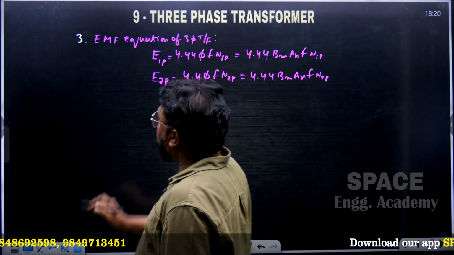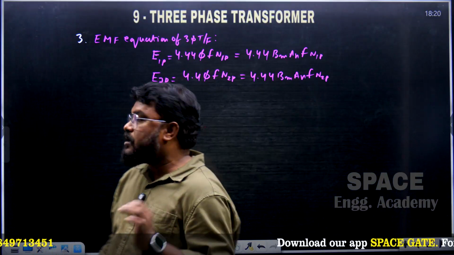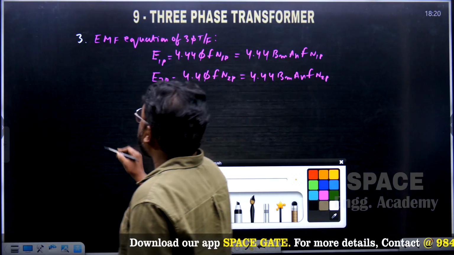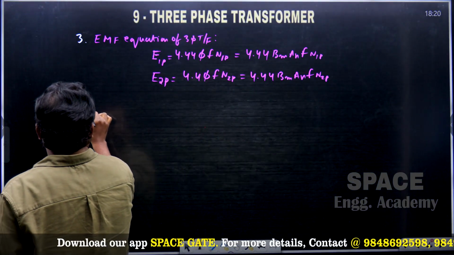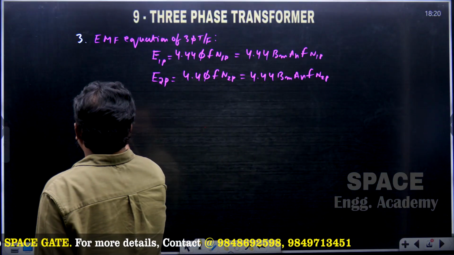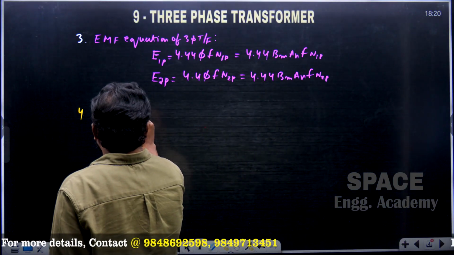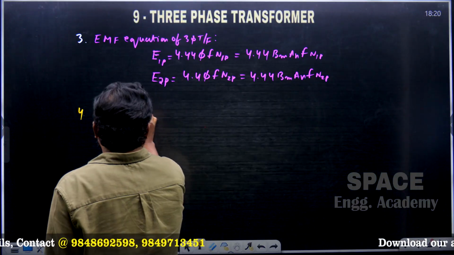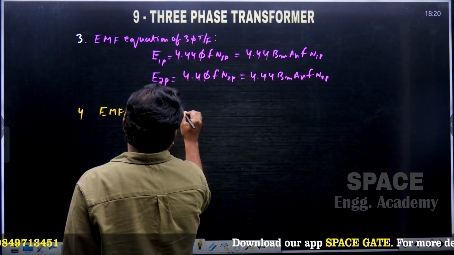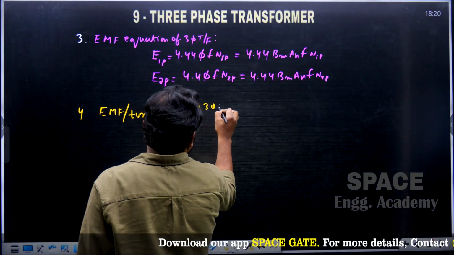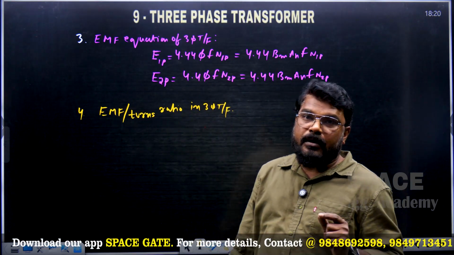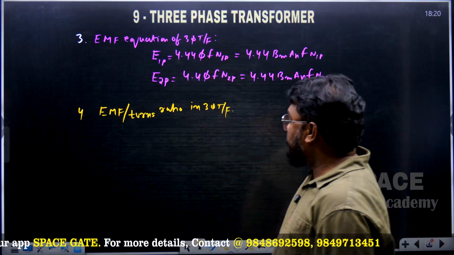So this is the EMF equation of the three-phase transformer. And the next possibility of the question is EMF per turn ratio in the three-phase transformer. This is also one more possibility of the question: how to calculate EMF per turn ratio in the three-phase transformer.